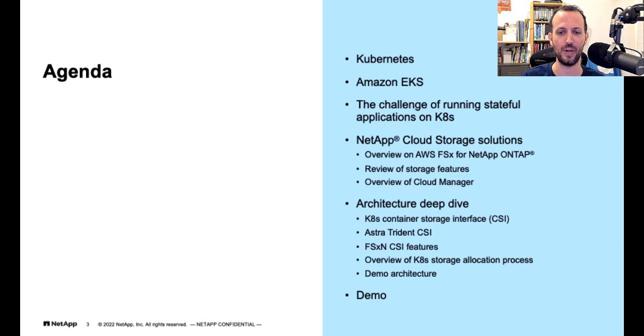Then we're going to deep dive into the architecture. We're going to review the container storage interface that is part of Kubernetes and how Kubernetes integrates with storage. We're going to review our own NetApp Astra Trident plugin for the CSI integration. We're going to see which type of CSI features we're going to enjoy while using AWS FSx for NetApp ONTAP.